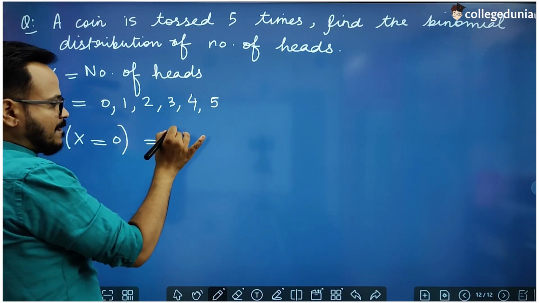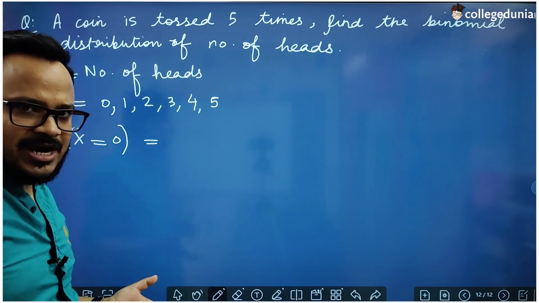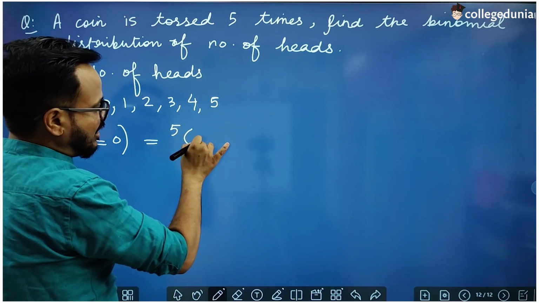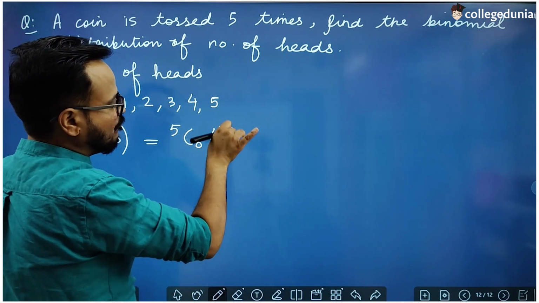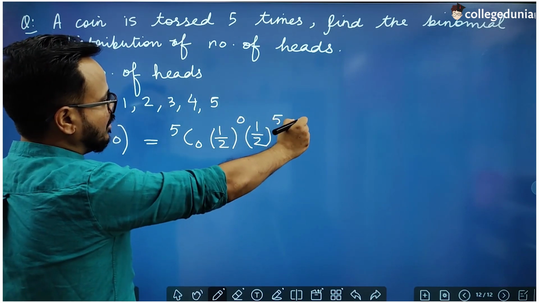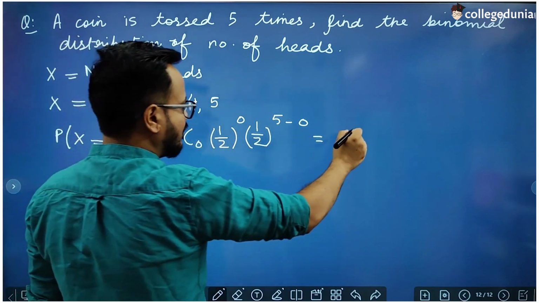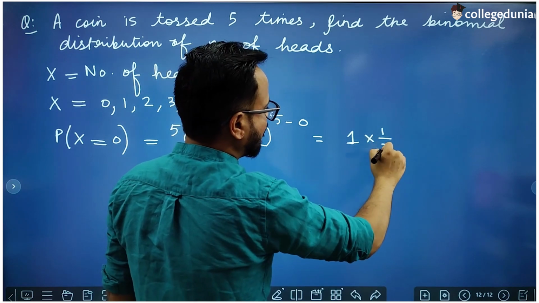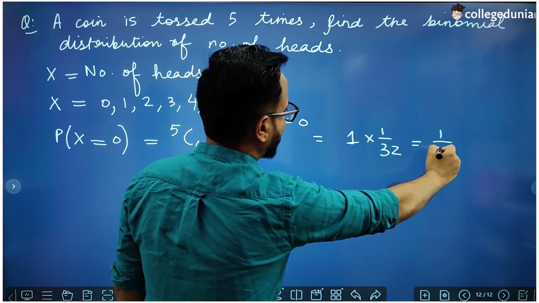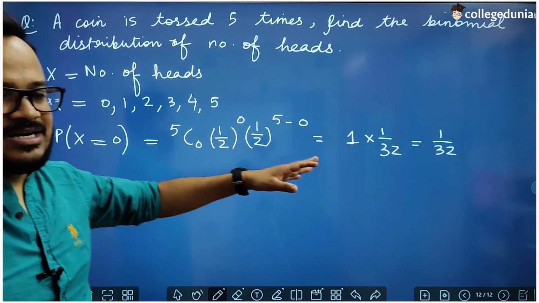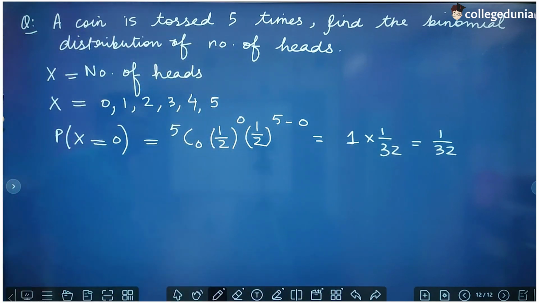So for 0, the probability of success is 1 by 2 and the probability of failure is 1 by 2 and number of trials are 5. So we will write 5C0 (1/2)^0 and again (1/2)^(5-0). 5C0 is 1 and this is (1/2)^5, which is 1 by 32. So the probability of getting no heads when 5 coins are tossed is 1 by 32.